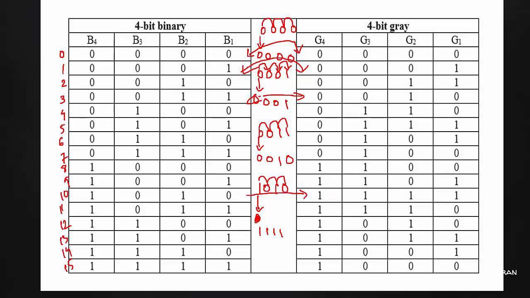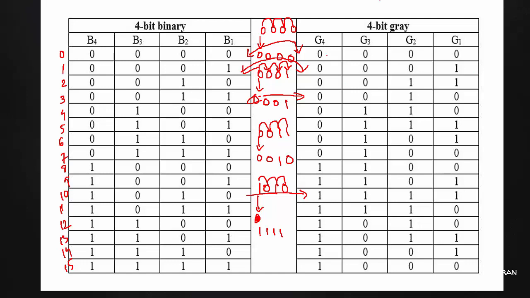So based on this rule, derive or identify the gray code of each and every binary number and list it out here. This is our output table, and the bit headings are represented here as G4, G3, G2 and G1. The second step is using this output table for each of G4, G3, G2, G1, we need to derive a simplified expression. For that, we can use the K-map simplification method.